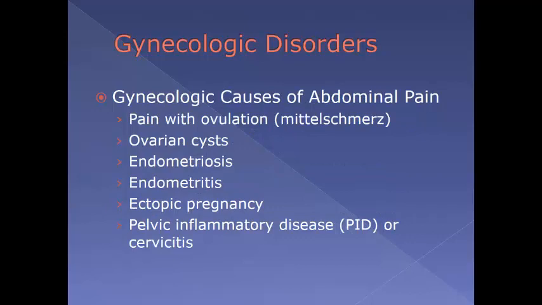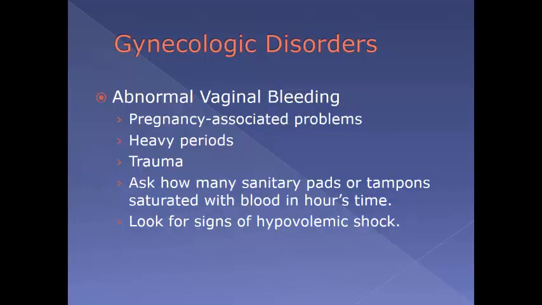Right, some gynecological causes of your abdominal pain. The pain with ovulation, the mittelschmerz. Usually this is a unilateral pain and it will just be there and then it'll go away, usually once a month right before ovulation. Your ovarian cyst, endometriosis, endometritis, ectopic pregnancies, pelvic inflammatory disease. These are all things that can cause abdominal pain that are actually gynecological in nature.